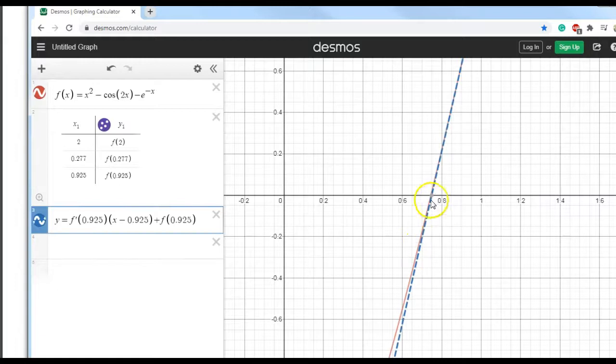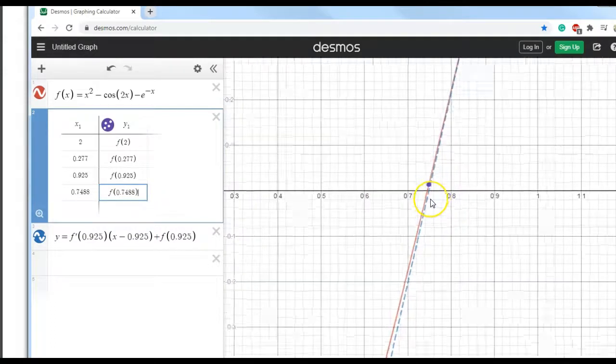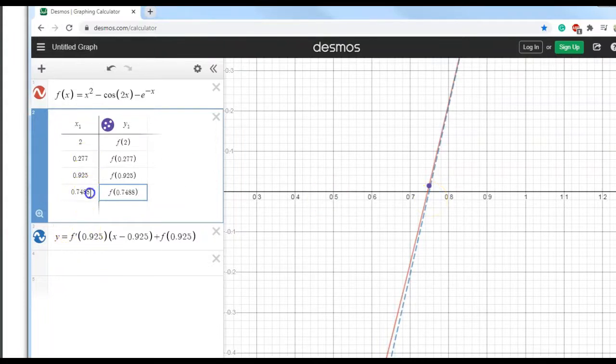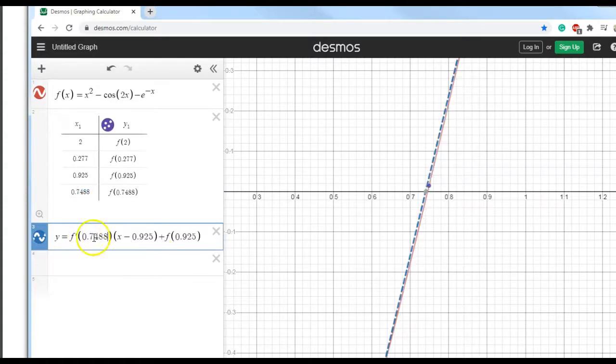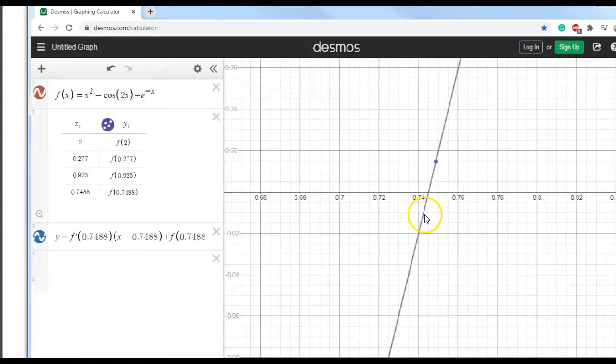If I click on the blue, where does it cross? At 0.7488. And if I plug in f of 0.7488, we're just barely above the axis now. And then again, same thing. We're just going to grab this number and paste it. So this is how we visualize Newton's method. All right, and then finally, the blue and the red are so close to being on there. Let me just click that, so I can just click the blue.